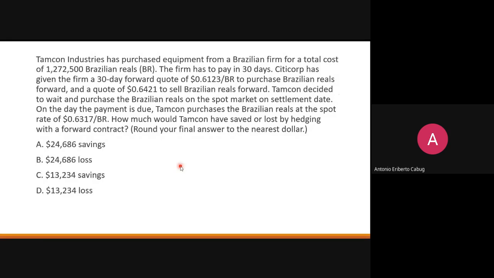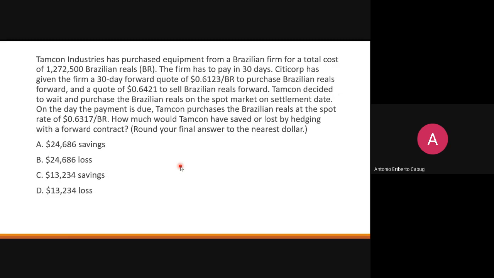Tamcon Industries has purchased equipment from a Brazilian firm for a total cost of 1.272 million 500 Brazilian reals. The firm has to pay in 30 days. Citicorp has given the firm a 30-day forward quote of $0.6123 per Brazilian real to purchase Brazilian reals forward, and a quote of $0.6421 to sell Brazilian reals forward.